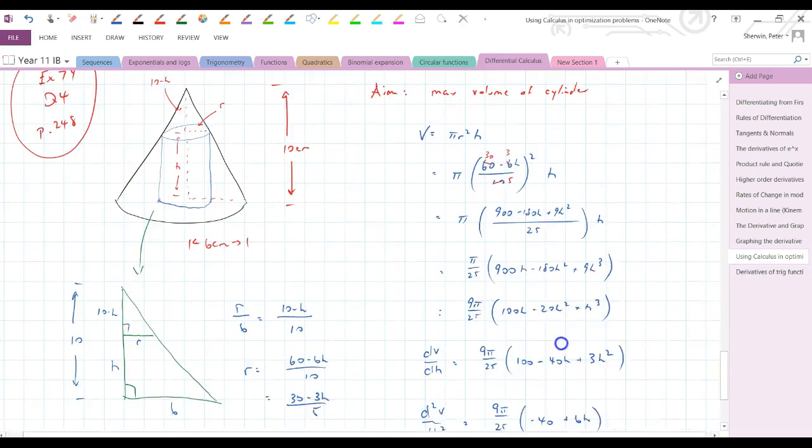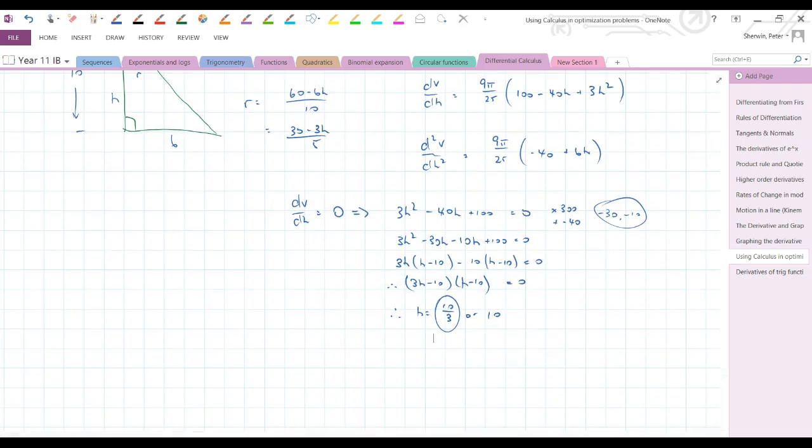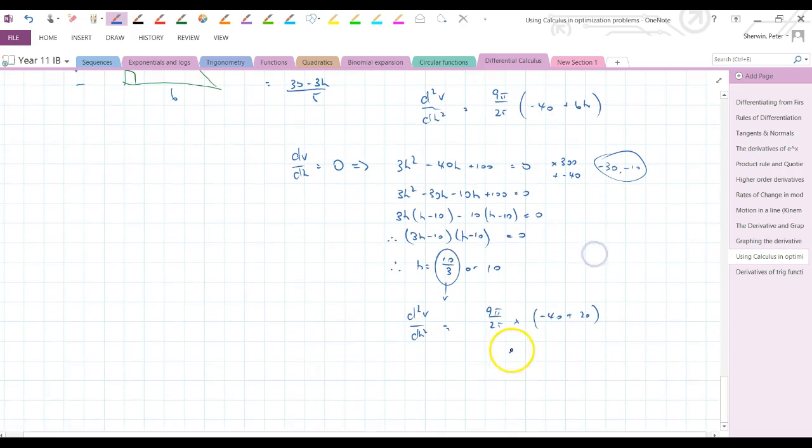Now I put that back in. Actually, firstly what I do is verify it's a maximum. So I put 10 thirds in here. So the second derivative is equal to 9 pi over 25 times minus 40 plus 60 over 3, which is 20. So that is minus 20, so that's negative, that's less than 0. So therefore we've got a max at h equals 10 over 3.